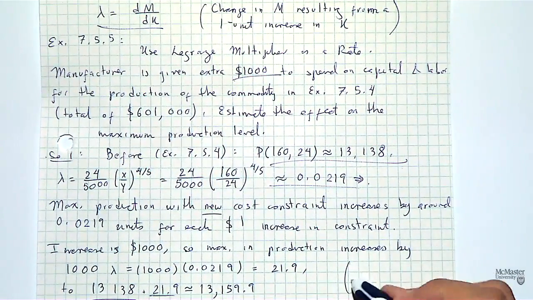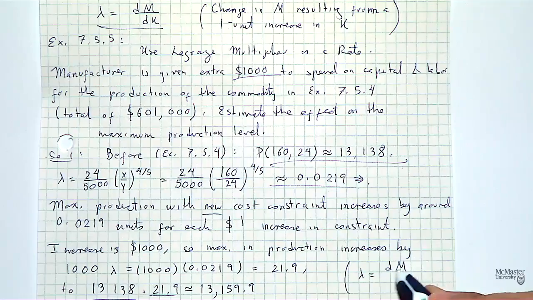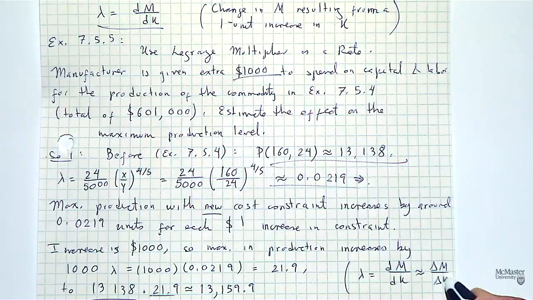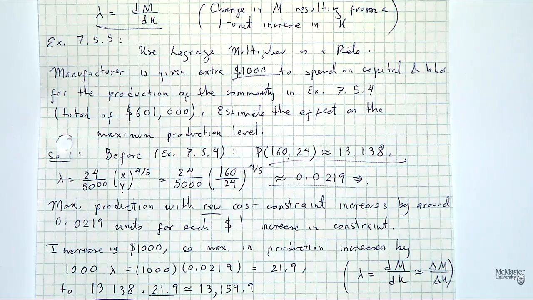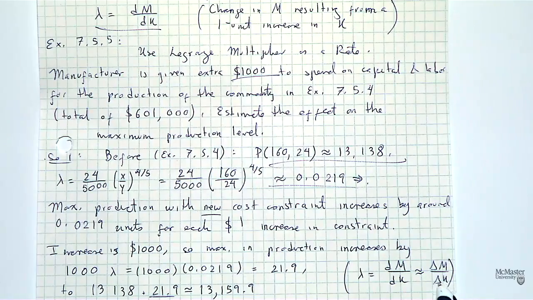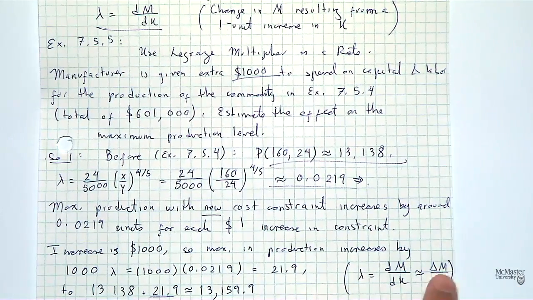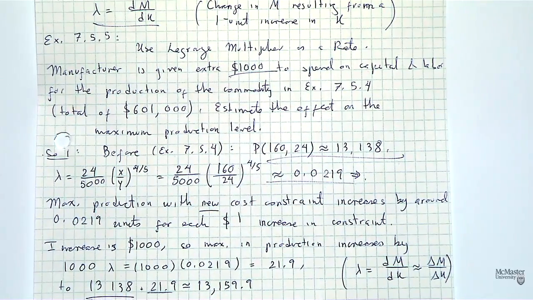If I know that lambda is dm over dk, it is approximately delta m over delta k, where now this is not a limit, but this is actually an increase, okay? If delta k is 1, that's how you see it, that you will have a change of delta m, approximately. That's why you call it this unit increase. So I'm doing this change in the maximum, which is what I computed here, and then I just added it to get the new one.